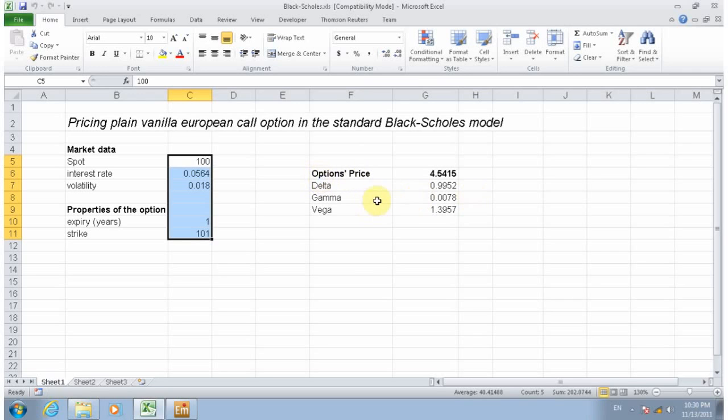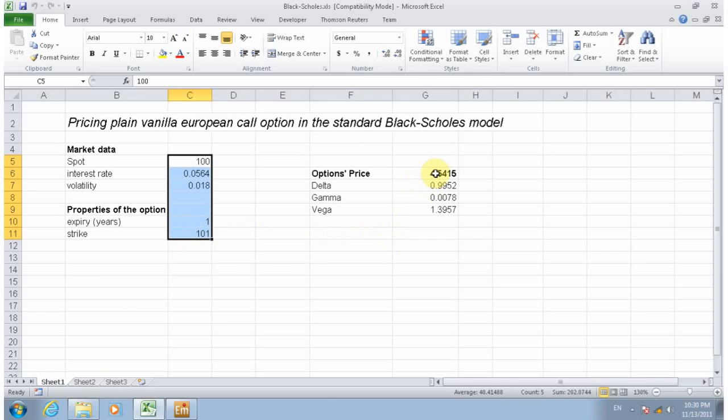So the spreadsheet we're looking at right now consists of several inputs that are required to calculate the option's price, which are spot, interest rate, the volatility of the option, expiry, expressed in years, which tells us at which date the option can be exercised, and the strike of the option, which gives us the price at which the underlying can be bought.